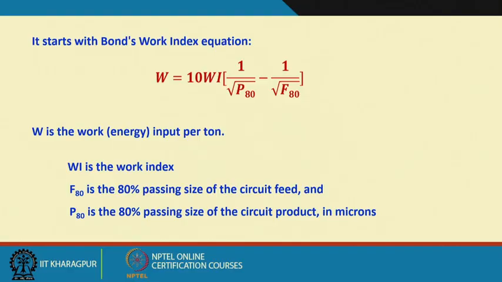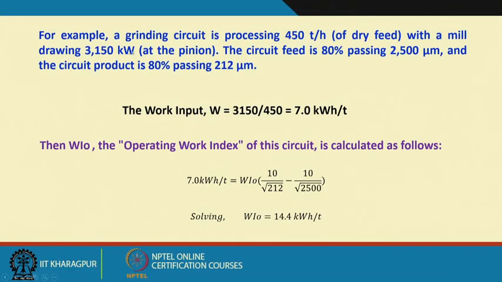And before that, for the ore material which is being fed, I should do the work index calculation if the value is not known. If it is a common mineral, we should get the WI value from a standard source or even from a standard textbook. Now, let me give an example of how we can use this work index.